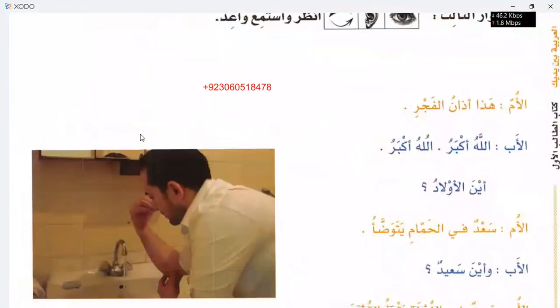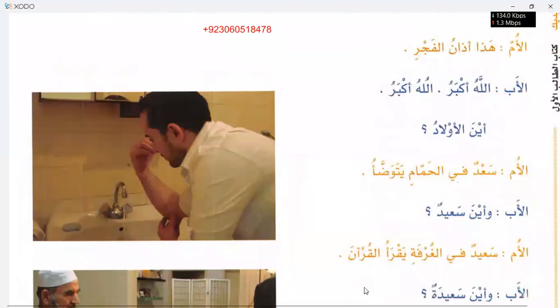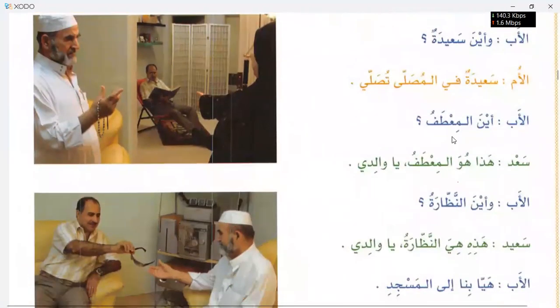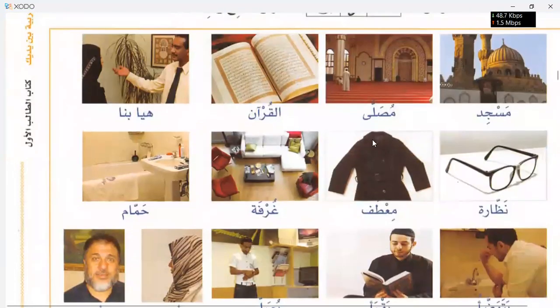Okay, sir, what is meant by Al-Mi'taf, Ya Saad? Ayn Al-Mi'taf? Al-Mi'taf means the coat. This thing is called Mi'taf. Do you see this? This thing is called Mi'taf.